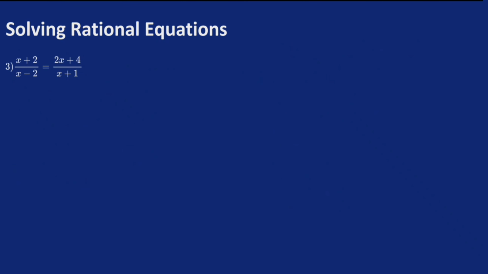For the next example, let's say you have x plus 2 over x minus 2 equal to 2x plus 4 over x plus 1. Again, determine your denominators and factor them. We have x minus 2 and x plus 1. Both of our denominators are non-factorable, so your LCD will just be the factors multiplied to themselves. So x minus 2 times x plus 1.